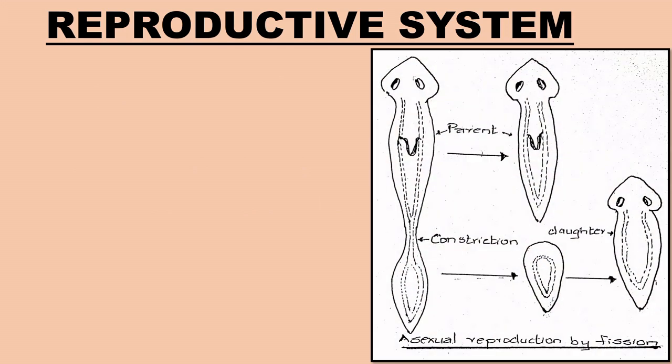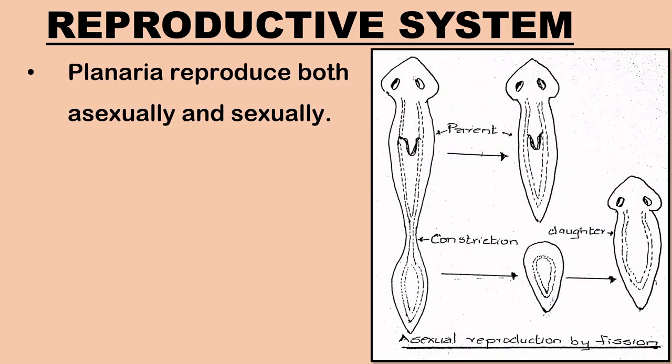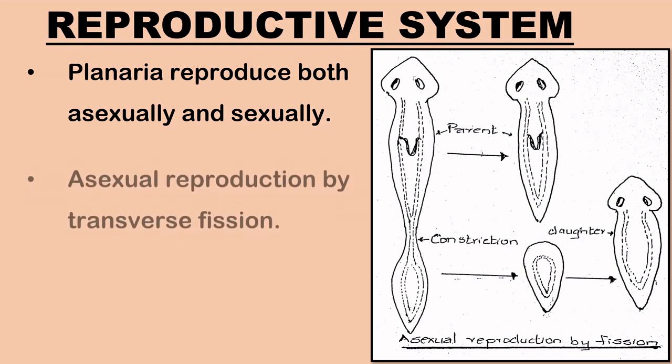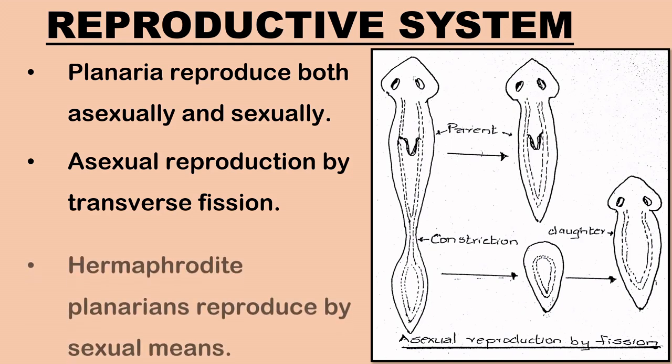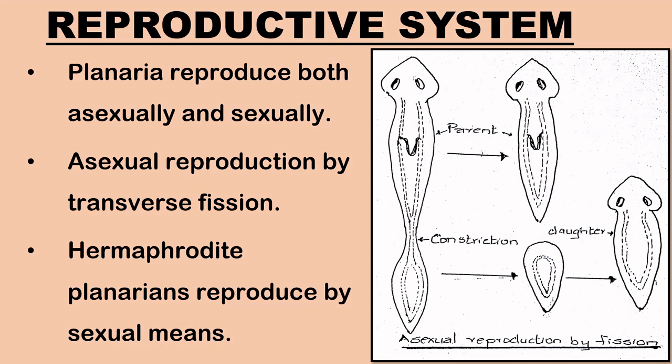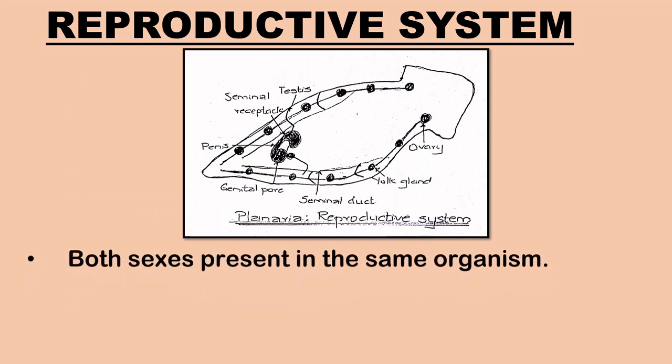Next, we shall learn about the reproductive system of Planaria. Planaria can reproduce both asexually and sexually. Asexual reproduction takes place by transverse fission. The individual constricts, divides into two parts, and each part grows and regenerates the missing parts. Hermaphrodite planarians can reproduce by sexual means. Both the sexes are present in the same organism.